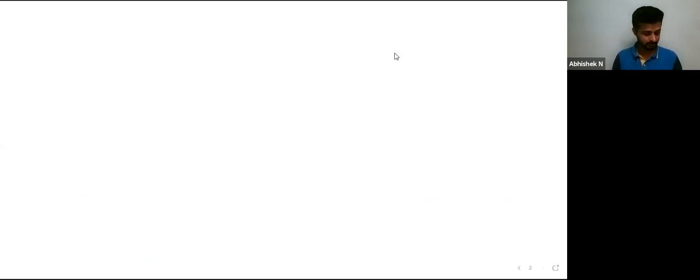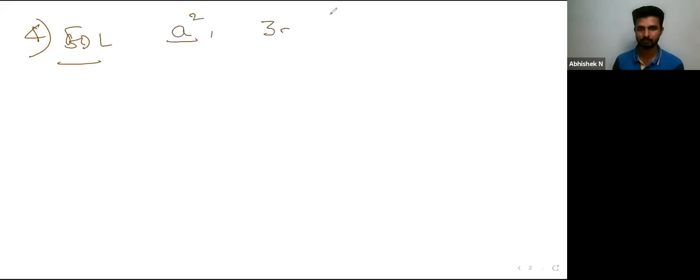Next is the one which I gave you the homework, right? That is the fourth one. You use the same thing. They are asking use Euclid's division lemma to prove that the square of any positive integer is either of the form 3m or 3m plus 1. So square of any positive integer is of the form 3m or 3m plus 1.